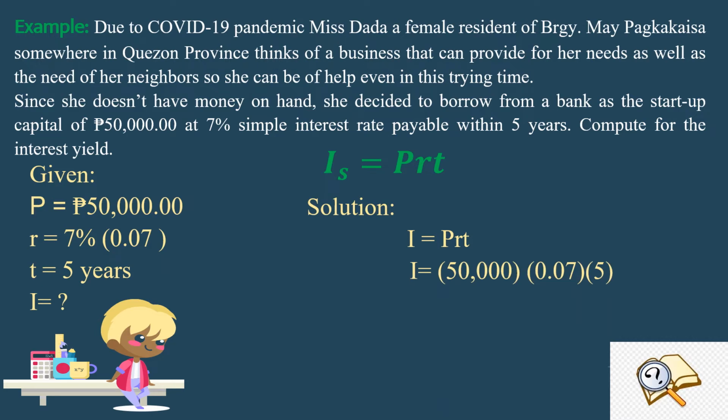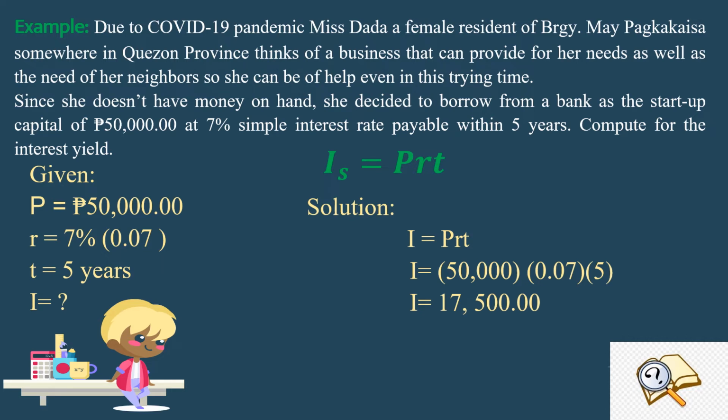Then, compute using the calculator. 50,000 times 0.07 times 5. Let's compute it on the calculator. Please compute. We need a calculator at hand. So, the answer is 17,500. That is the interest within 5 years of the 50,000 that Miss Dada borrowed, at an interest rate of 7% within 5 years.